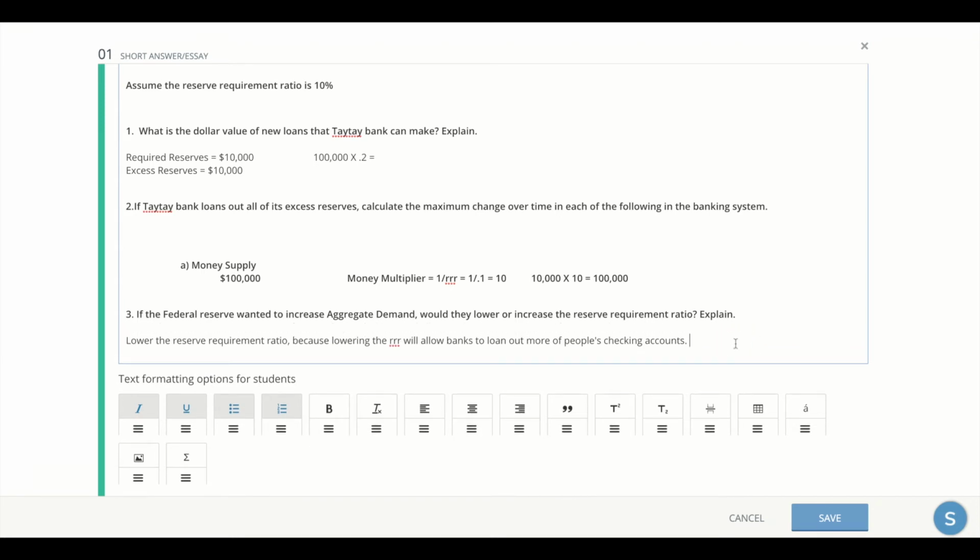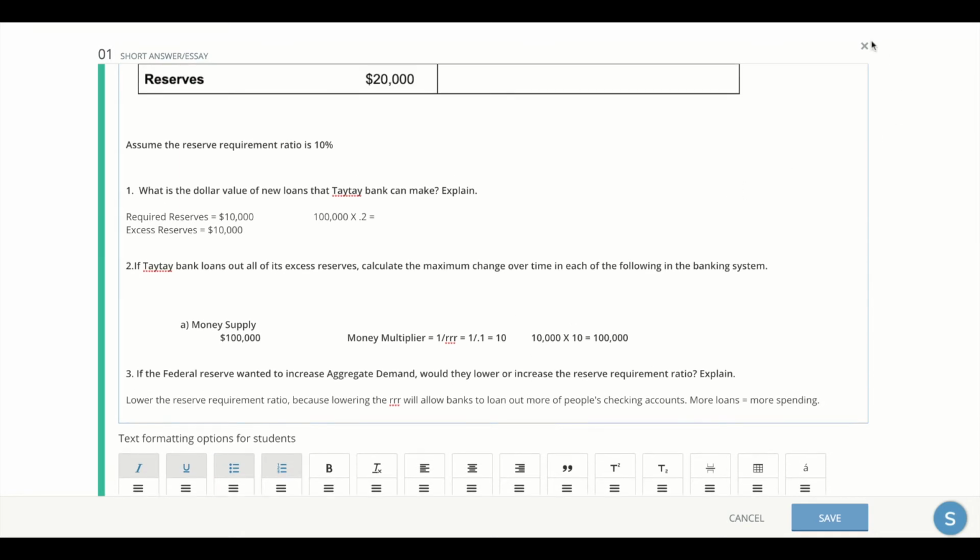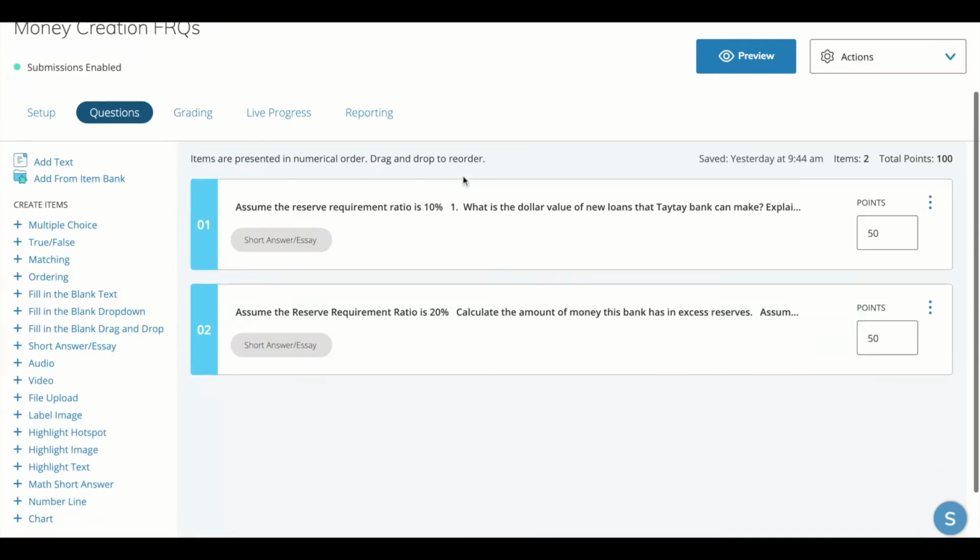More loans lead to more spending, and that'll be an increase in aggregate demand. So if you want aggregate demand to increase, you would need to lower the reserve requirement ratio. That makes it easier for banks to give out loans. That also leads to a higher money multiplier, which will lead to more spending. Money supply increases, people can spend more money. Aggregate demand then increases if people are spending. Let's look at number two.